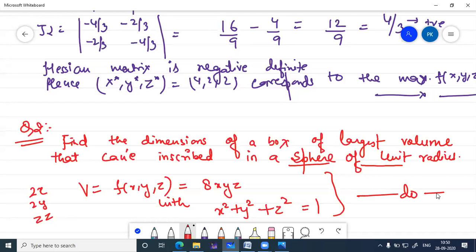The same process is adopted as in the previous one. Find the partial derivatives, equate them to 0, find the stationary points, then find the Hessian matrix and check whether it is positive definite or negative definite. So you just try it yourself. Now any problem? Please let me know.